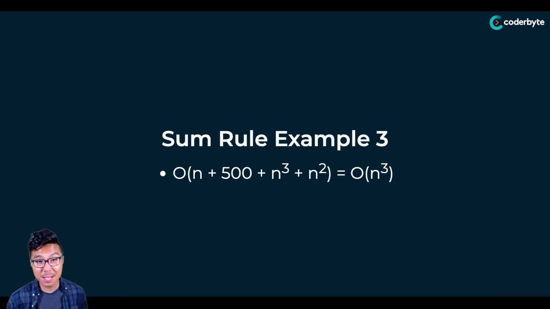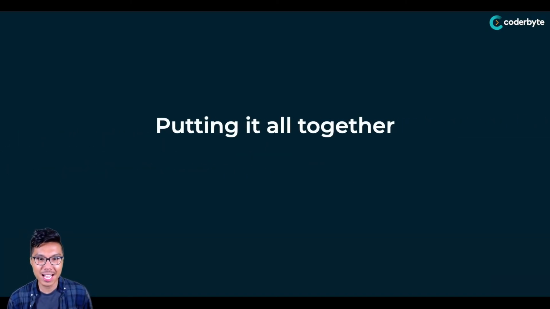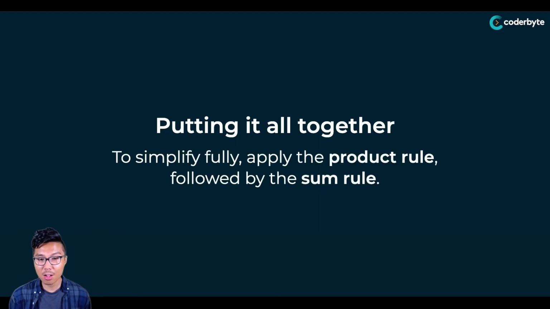So now that we understand both the product rule and the sum rule, we can actually put it all together, right? To simplify something fully, all you need to do is apply the product rule followed by the sum rule, and you'll be good to go, right? So this is actually super duper straightforward. Let's look at an example.